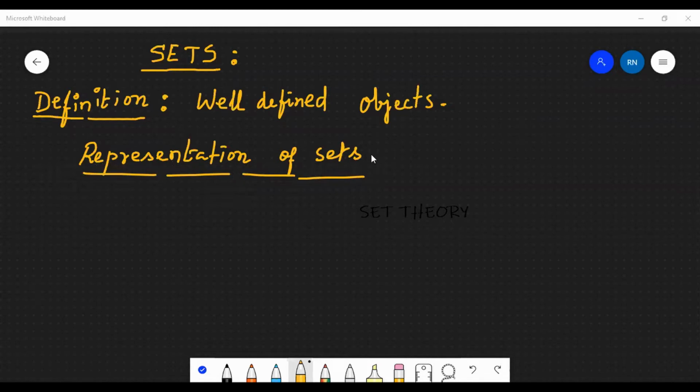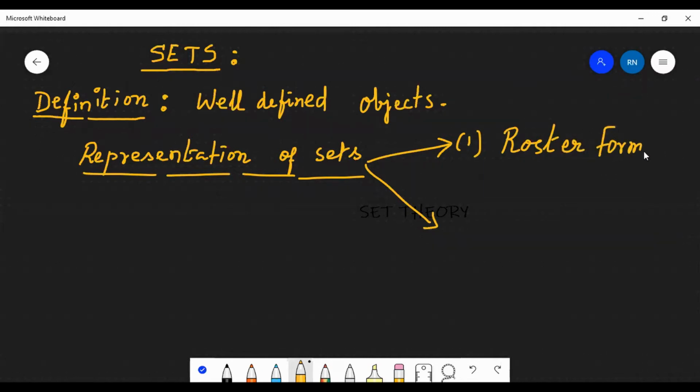Representation of sets. How do we do it? Broadly they are represented in two different formats. So make note. Number one is the roster form. Roster form. What is a roster? ROSTER.